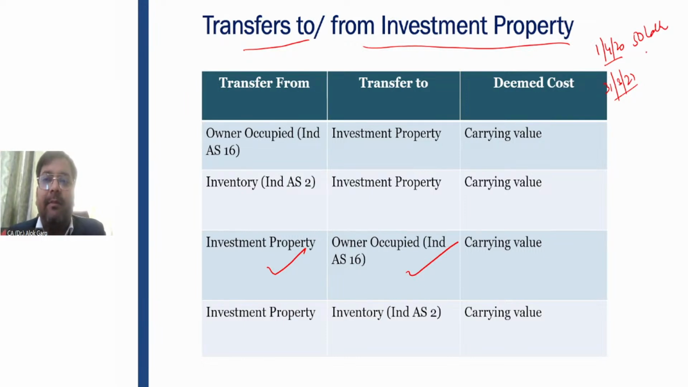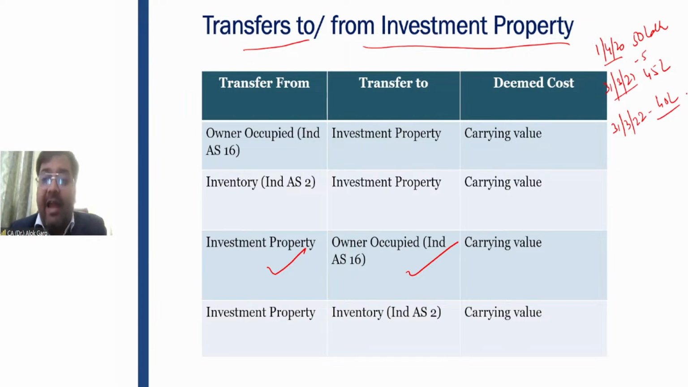For example, the depreciation is 5 lakh rupees, right? So the carrying value will be 45 lakh rupees. Again, on 31st March 22, the carrying value of investment property is 40 lakh rupees, right? Now, I have started using this building from 1st April 22 for my business purposes. So what is the opening value of PP? The standard says that the opening value of the PP will be the closing value of the investment property.